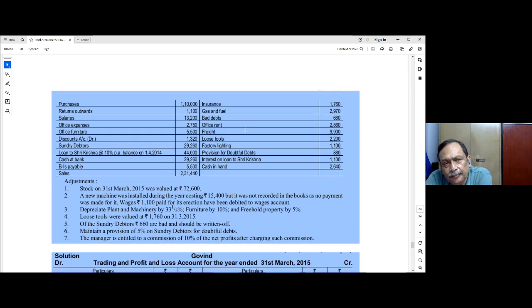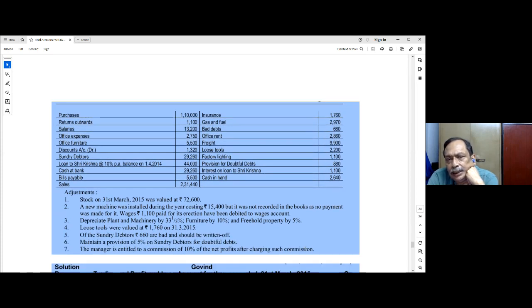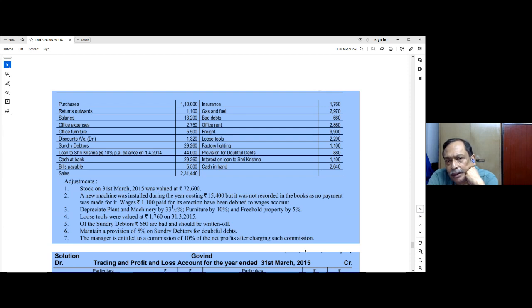we are having purchases, we are having return outwards, we are having salaries, office expenses, office furniture, discount debit that is allowed, sundry debtors, loan to Sri Krishna at the rate 10% per annum, balance on 1st April, cash at bank, bills payable, then sales, then you are having insurance, gas and fuel, bad debts, office rent, freight, loose tools, factory lighting, provision for doubtful debts, interest on loan to Sri Krishna and cash in hand.